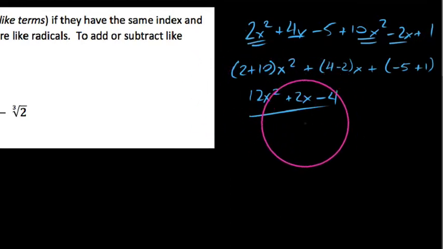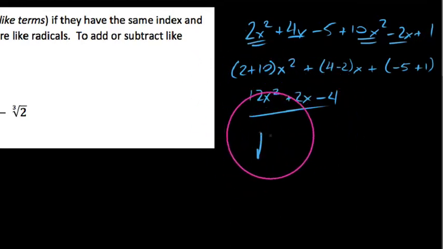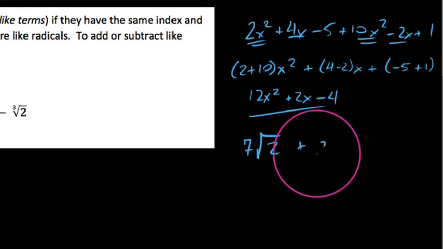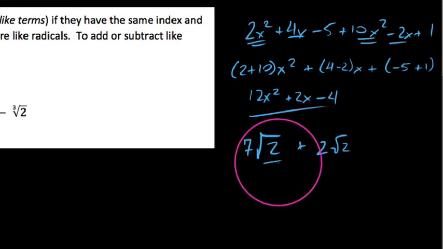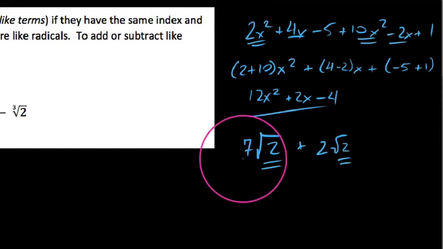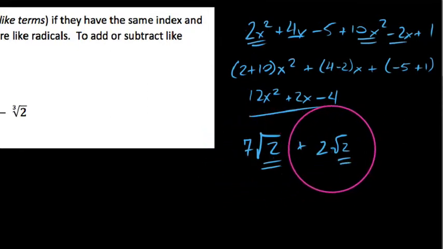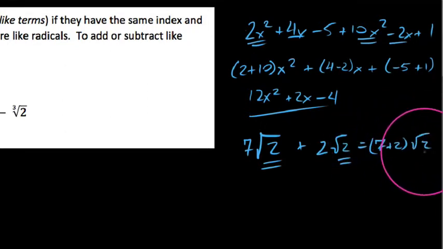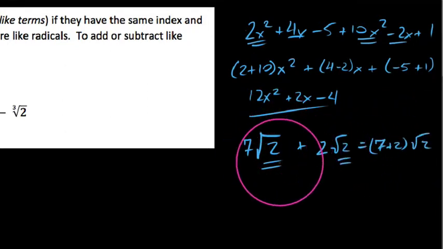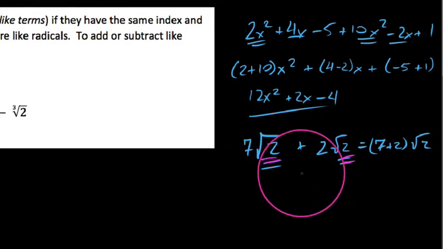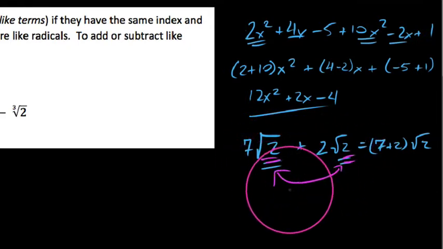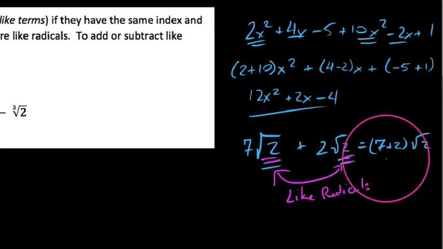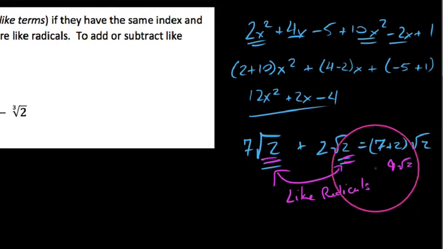But we're going to treat radicals much the same way. For instance, if I had 7 times the square root of 2 and I were to add another 2 times the square root of 2, both of these terms have the same radical. We could say this is 7 plus 2 of these square root of 2 things. It's not a variable, it's a number, but they are like radicals. We could combine their coefficients, and this would just be 9 of these square root of 2 things.